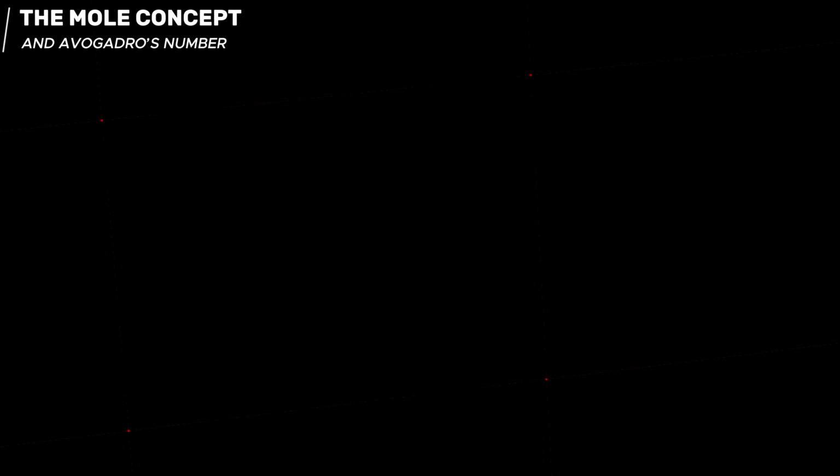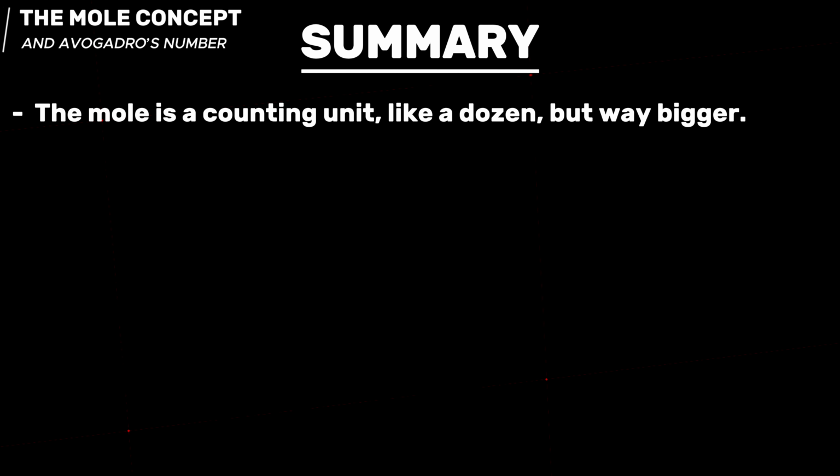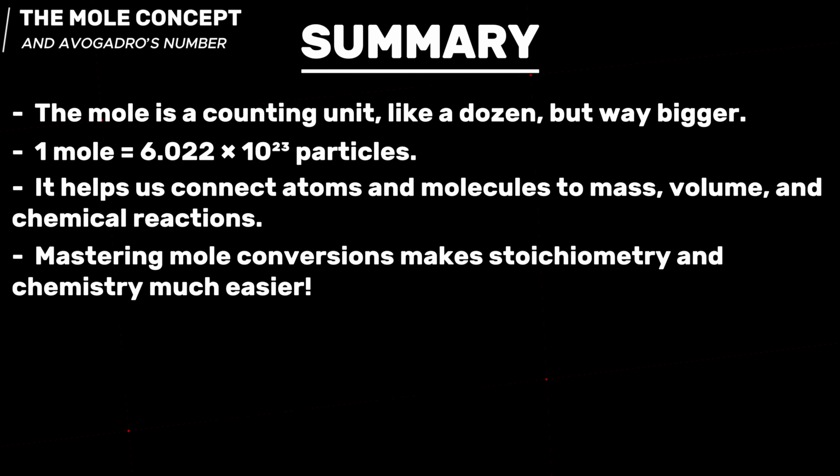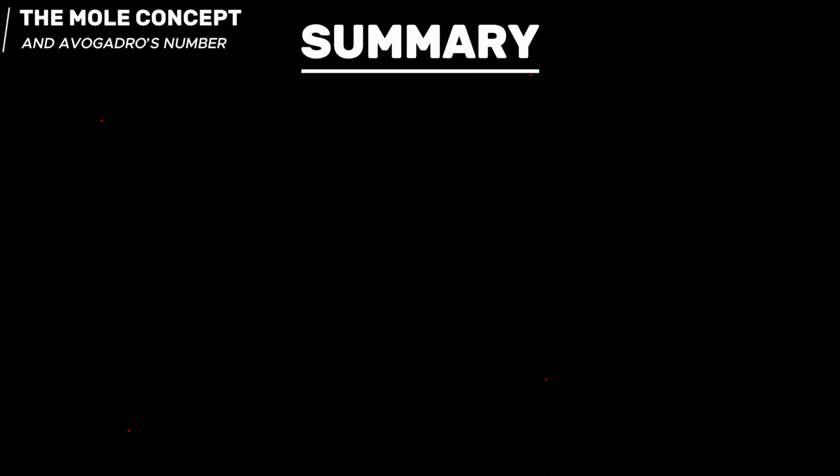Let's have a summary. The table is there for the summary of all that we've said. The mole is a counting unit, like a dozen, but way bigger. 1 mole equals 6.02 times 10 to the power 23 particles. This concept helps us to connect atoms and molecules to mass, volume, and chemical reactions. Mastering mole conversions makes stoichiometry, which will be our next lesson, and chemistry much easier. See the summary table.